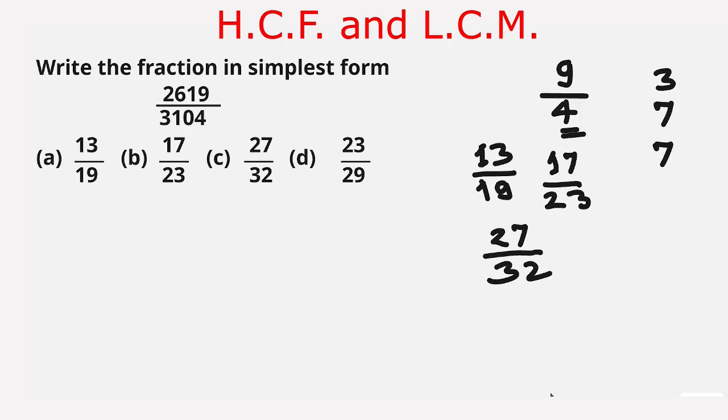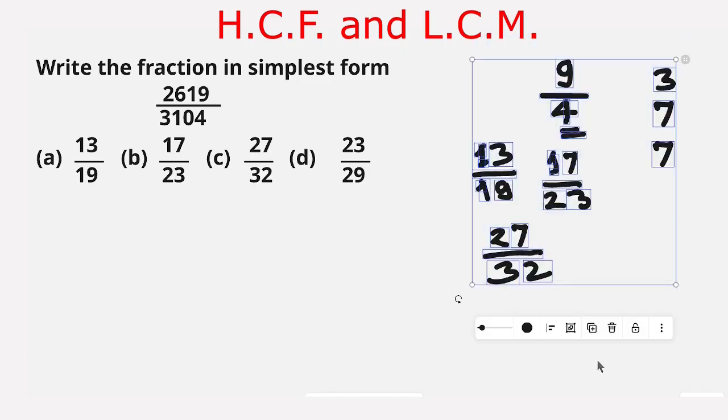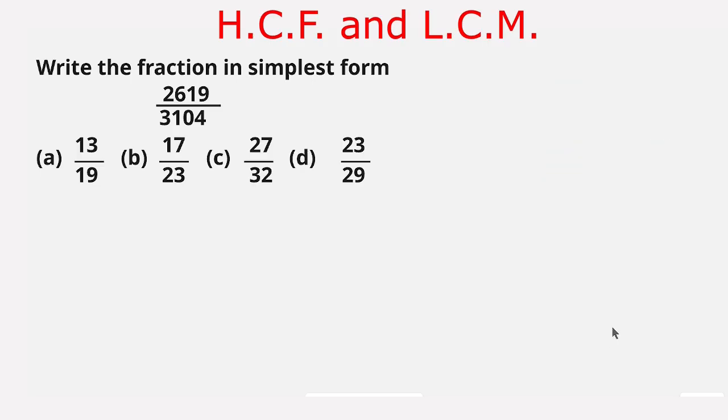I hope you have understood the method of finding the answer from the options. Now we find the answer with the conventional method. So I erase this first and we will solve it by conventional method. We find the H.C.F of 2619 and 3104.